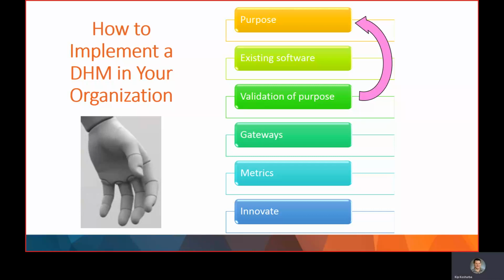Next, look into existing software. Look to your IT and engineering counterparts to see what software they use and ask if a human is available. It may be that you are already paying for a digital human model but aren't taking advantage yet.